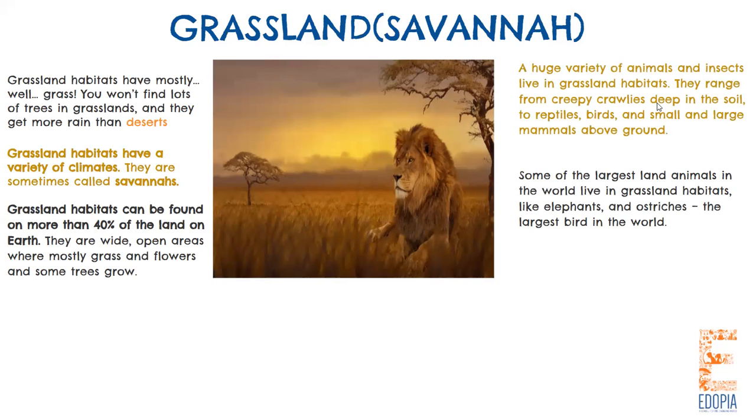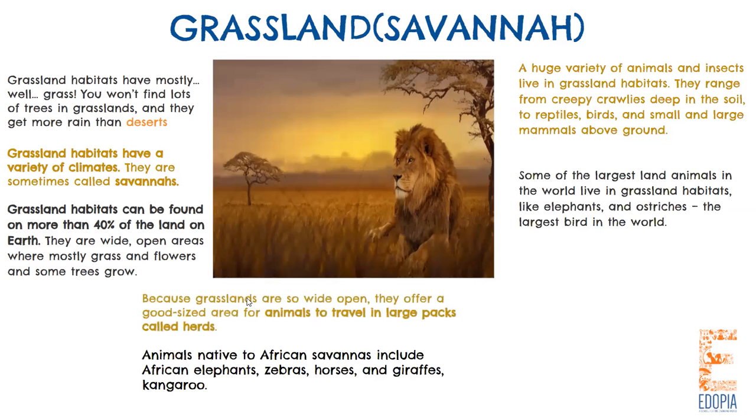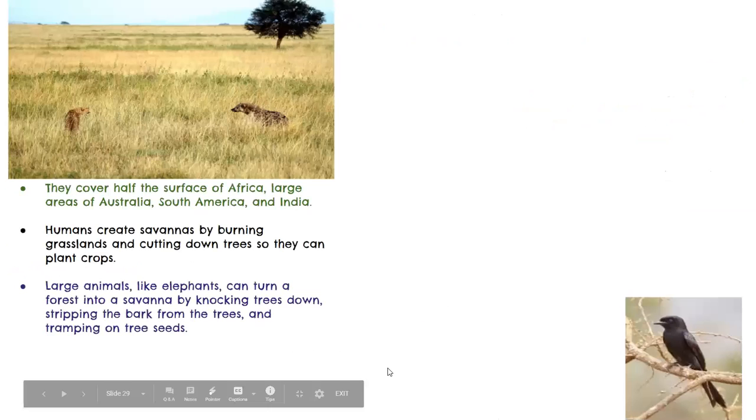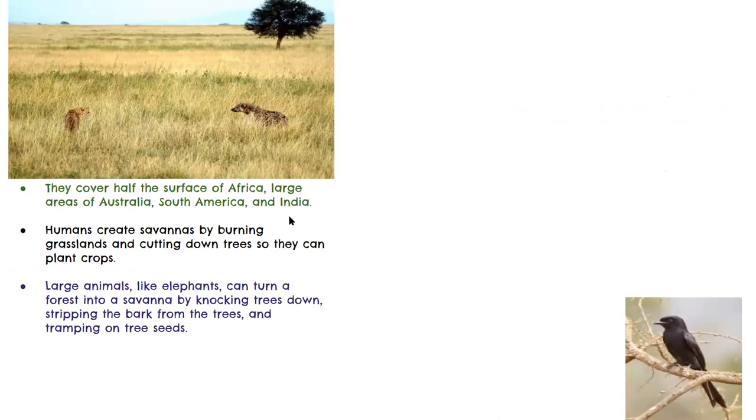They range from creepy crawlies deep in the soil, to reptiles, birds, and small and large mammals above the ground. Some of the largest land animals we find there are elephants and ostriches, which are the largest birds in the world. Since it's so open and wide, it offers a good-sized area for animals to travel in large packs. Animals native to the African savanna are African elephants, zebras, giraffes, and so on. Savannas cover half the surface of Africa, and large areas of Australia, South America, and India.